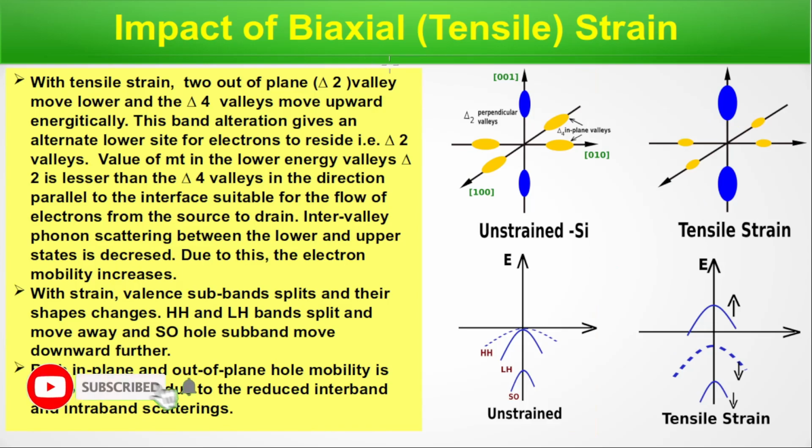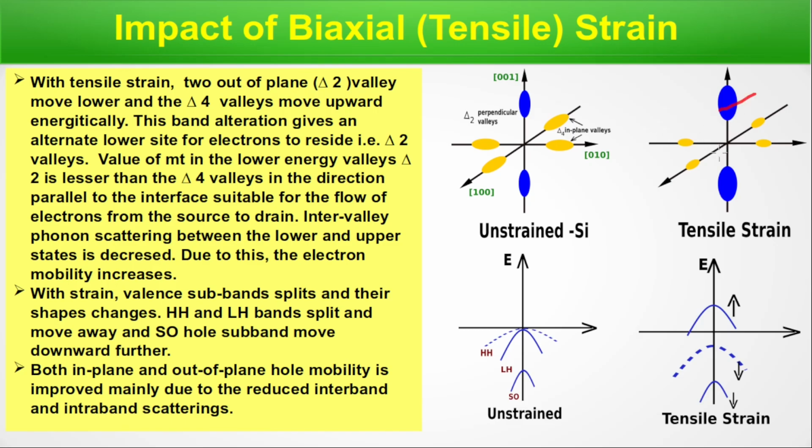Impact of biaxial tensile strain. This is the unstrained silicon. Here we can see these 2 valleys are bigger in size. That means they are energetically split and coming downwards. This is the convention of drawing these valleys, and these are smaller. Here it's 6-fold degenerate, that means all 6 valleys, their directions might be different, but they are at the same energy level.